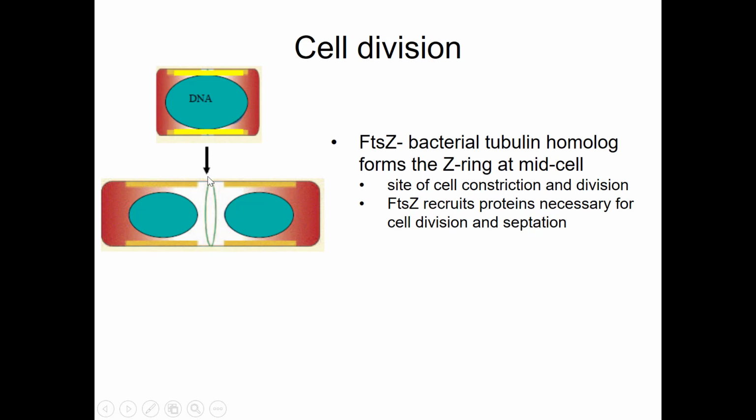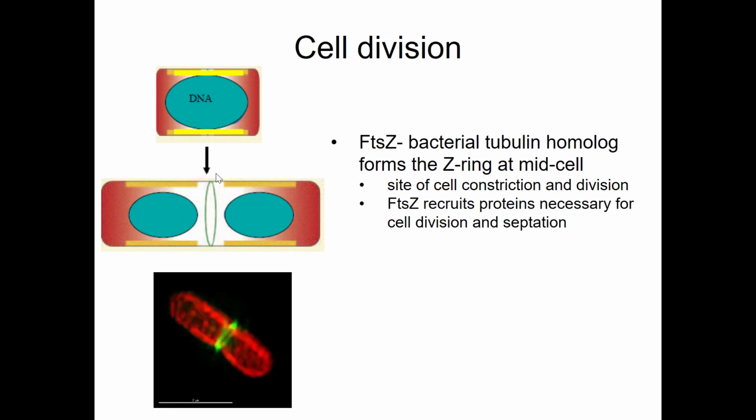And basically what FtsZ does is it recruits the proteins necessary for cell division and septation. So if you think about everything that needs to happen here at mid-cell, the cell needs to physically pinch and divide, meaning that new cell wall and cell membrane material need to be synthesized right here at that septum in order to separate the two daughter cells.